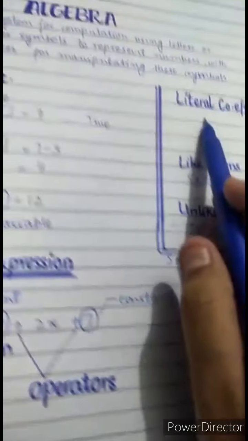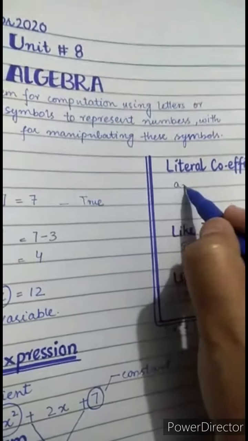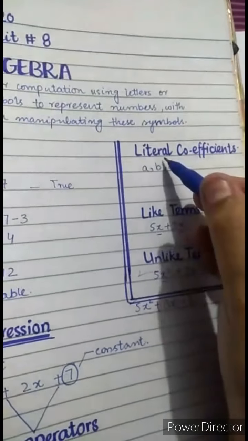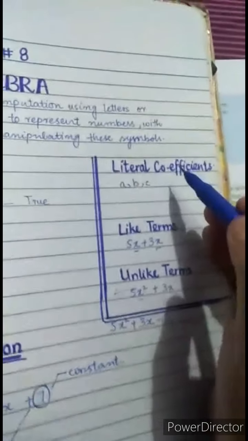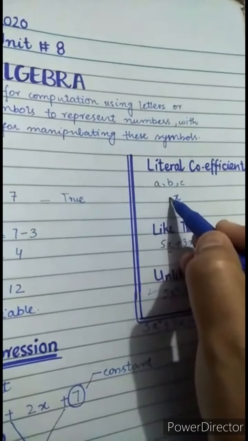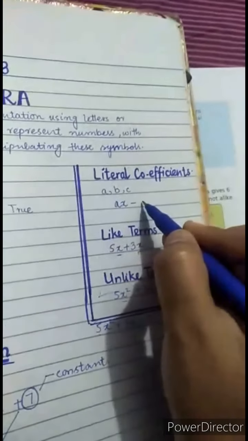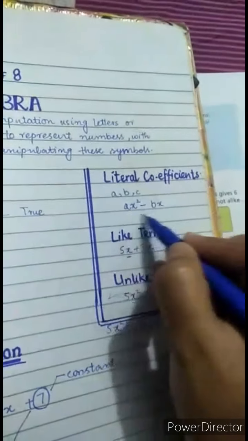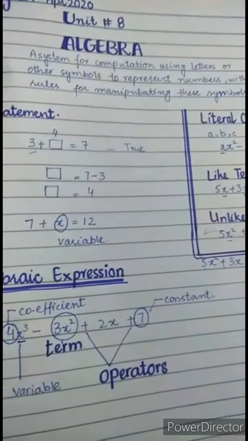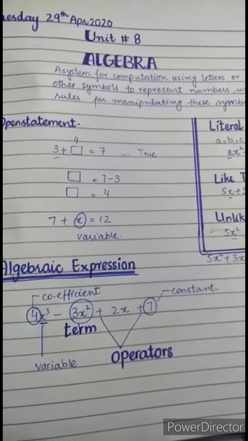Okay, now literal coefficients. What are literals? If we are placing variables a, b, c, or these are the unknown values instead of x, y, they are known as literals. But what are literal coefficients? They are different from literals. If in an expression variables are having alphabets before them and they are connected with operators, so these are known as literal coefficients. So this was the introduction to unit number 8, algebra. I hope this was easy and you will learn it.